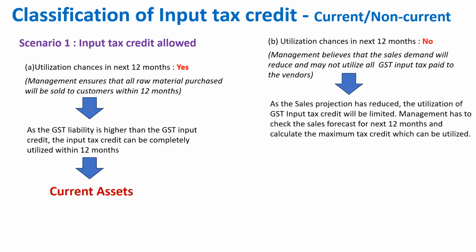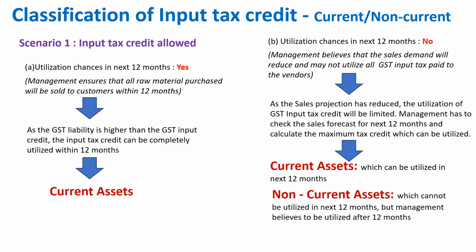So what is happening here? As the sales projection has reduced, the utilization of GST input tax credit will be limited. Management has to check the sales forecast for the next 12 months and calculate the maximum tax credit which can be utilized. So what will happen here? We have to show that portion as current assets which can be utilized in the next 12 months, based on the sales projection the company has for the next 12 months.